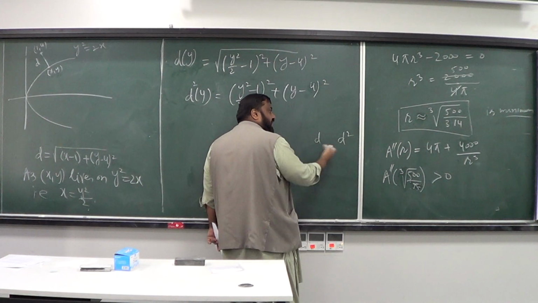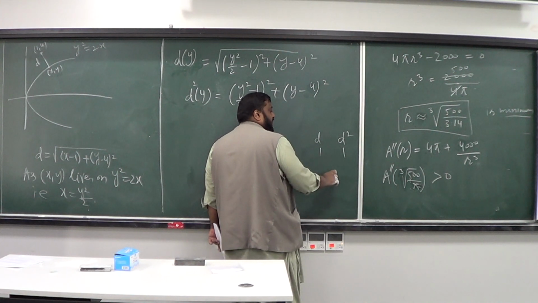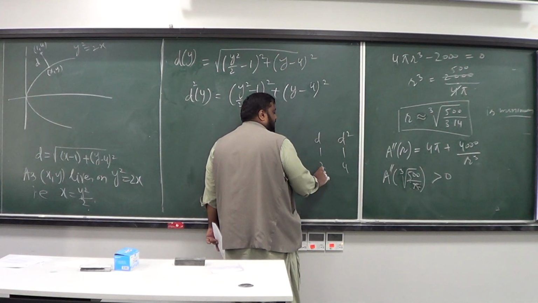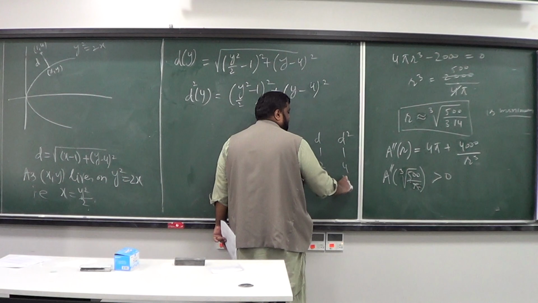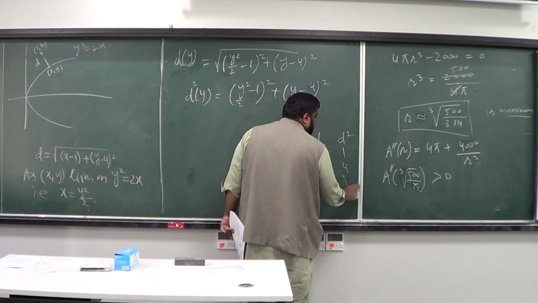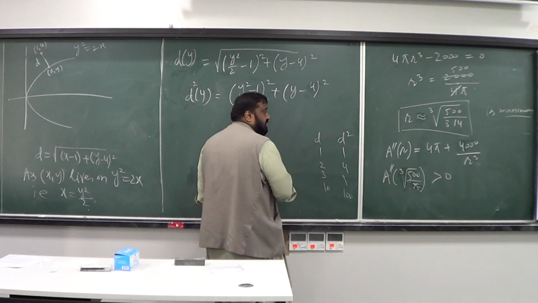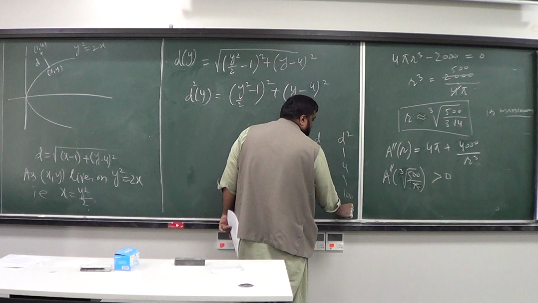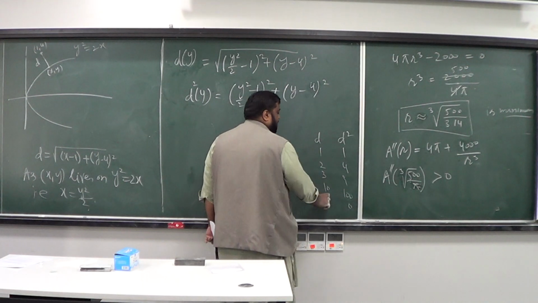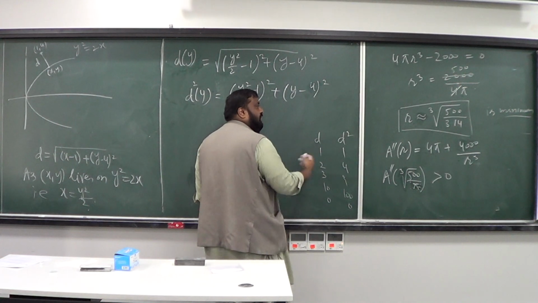So they have a positive relation. If d is 1, d square is 1. As d increases, d square also increases. So 3 will become 9, and so on and so forth. And if d square is taking a big value, say 100, then d would also be big. And if d square takes a small value, then d would also take a small value. So they are in a positive relationship.